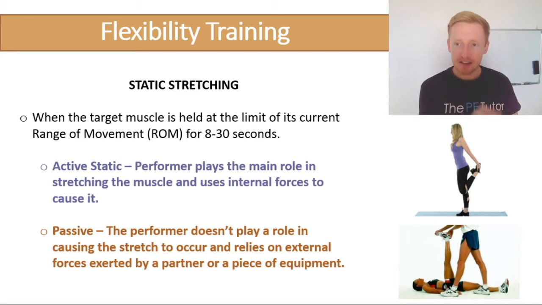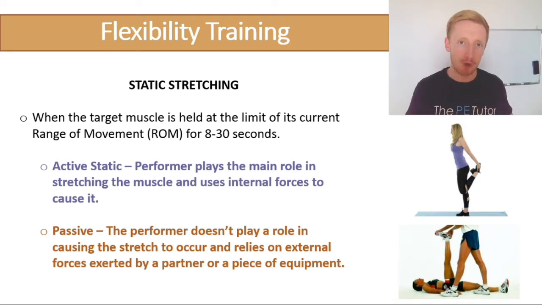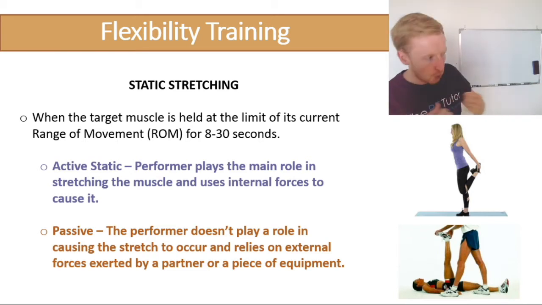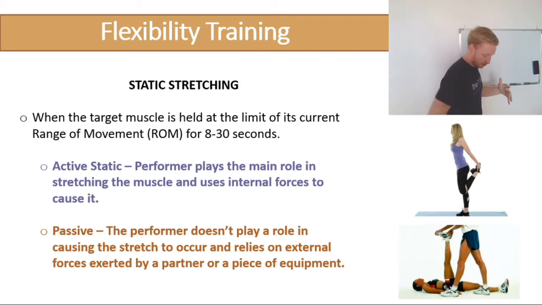Now, within static stretching, we have two different types. We have active and passive. Active basically means you're doing it. You're playing the active role in stretching your muscle. You're applying the forces. So it might be, if I were to do my quadricep stretch, my bicep and my trapezius, that is what's contributing and contracting to pull and create the stretch of my quadricep.